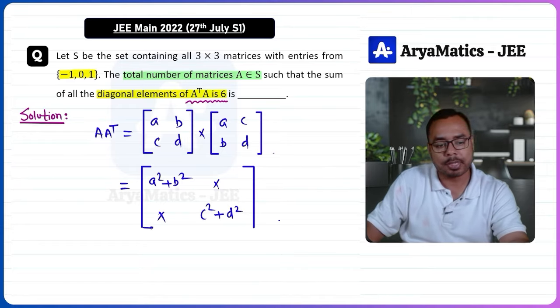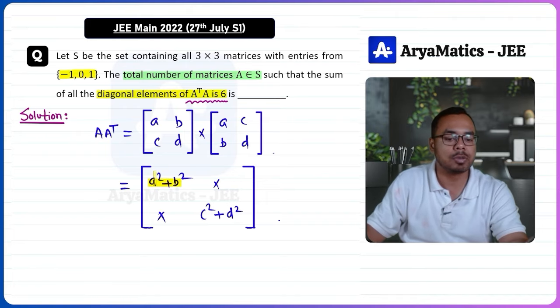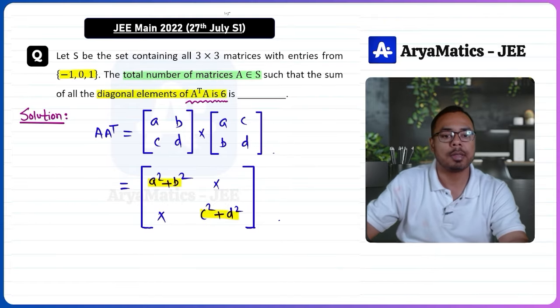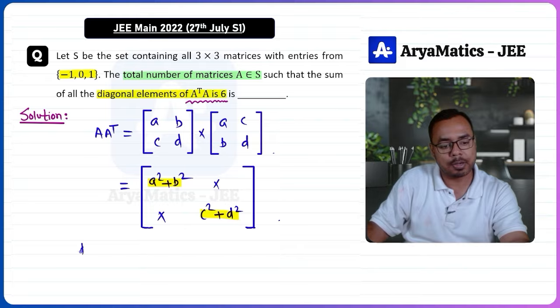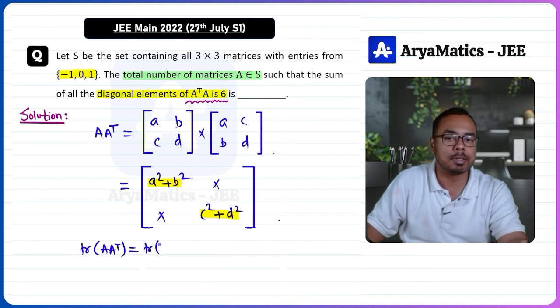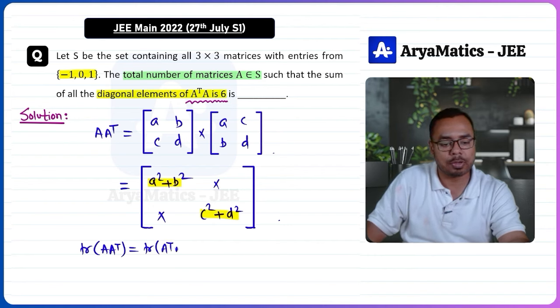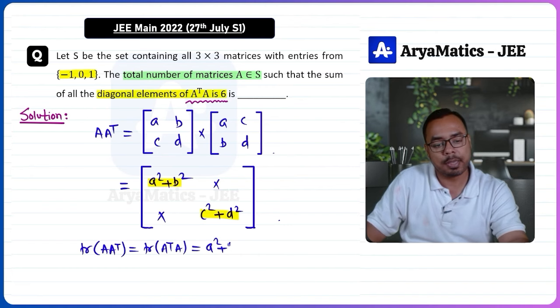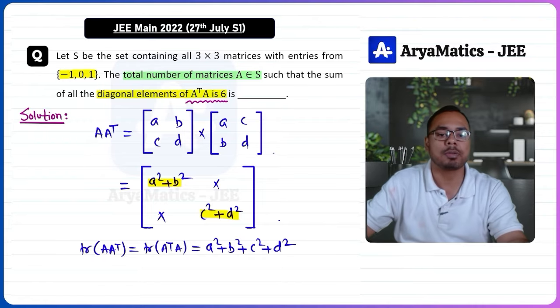Now, if I ask what is the trace of this matrix A into A transpose, clearly you can see that trace will be sum of diagonal elements. So A square plus B square plus C square plus D square, right? That will be the trace of this matrix A into A transpose or A transpose into A, right? Trace of both of these matrices, whether it is A into A transpose or A transpose into A, you will get the same result. This will be A square plus B square plus C square plus D square.